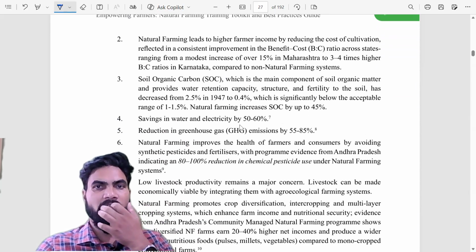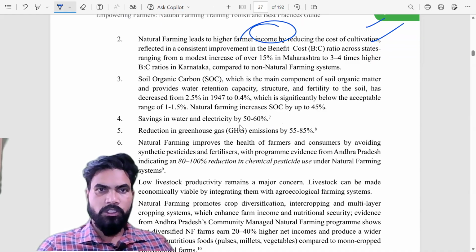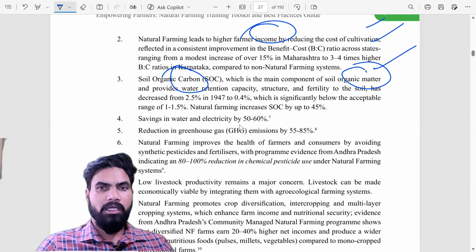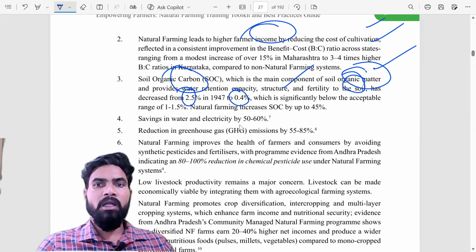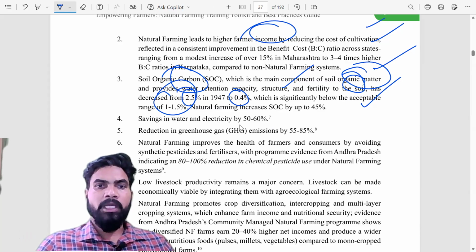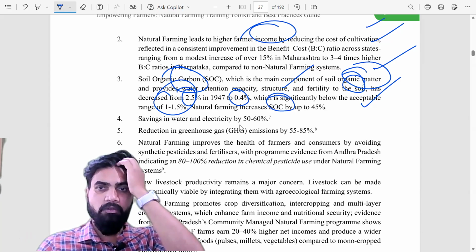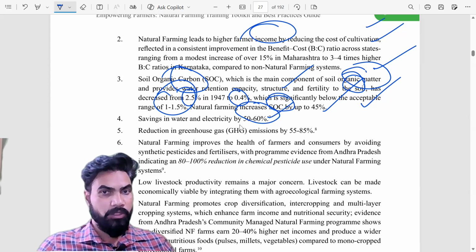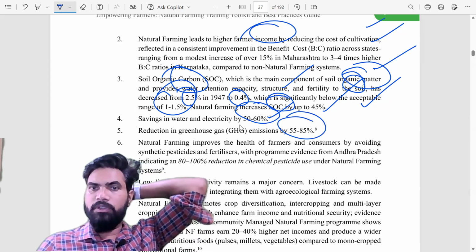Then natural farming leads to higher farmer income by reducing the cost of cultivation. Then soil organic carbon, SOC, which is an important component in soil, the main component of soil organic matter, and provides water retention capacity, structure and fertility to the soil, has decreased from 2.5% in 1947 to 0.4%, which is significantly below the acceptable range of 1 to 1.5%. In natural farming, it increases soil organic carbon by 45%. Beyond that, savings in water and electricity are up to 50 to 60%. Reduction in greenhouse gases is up to 50 to 85%.